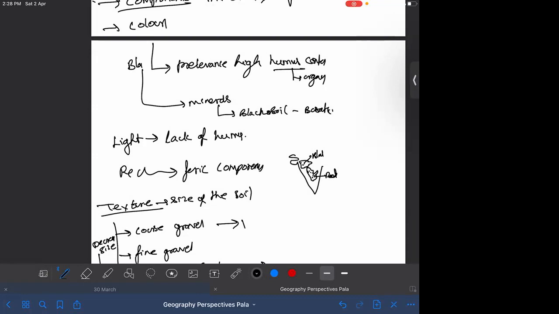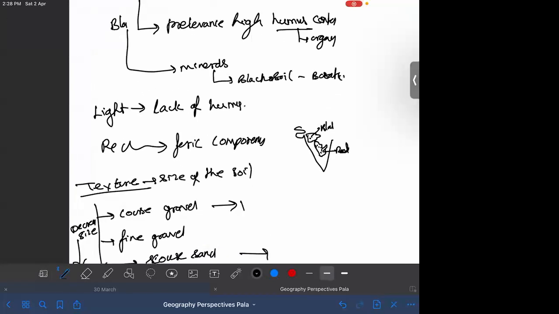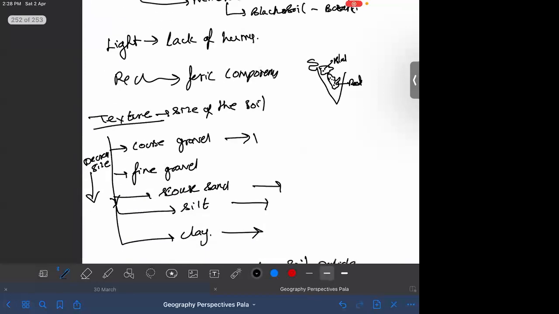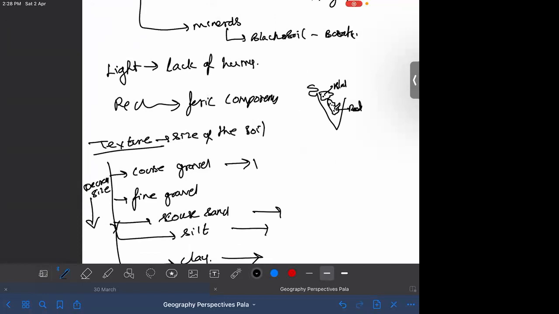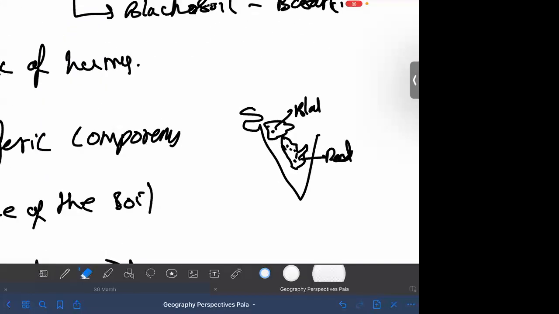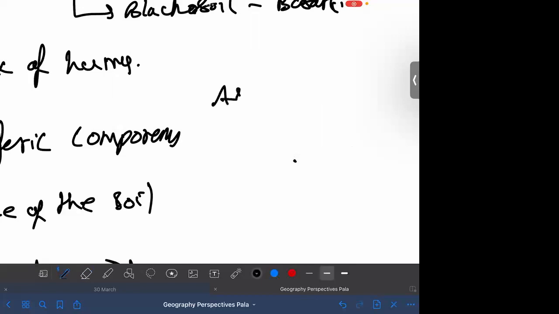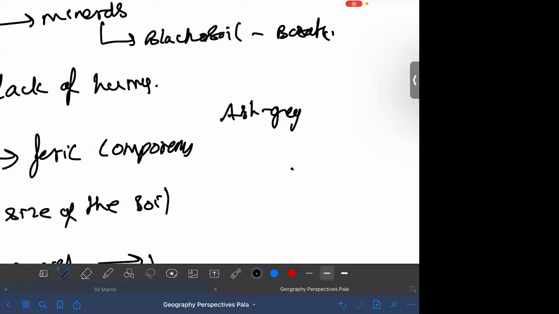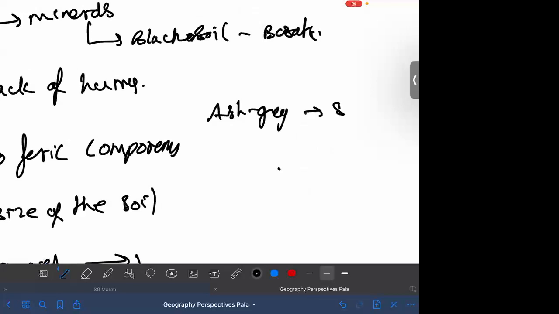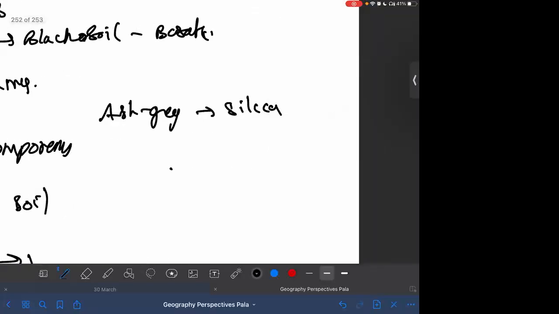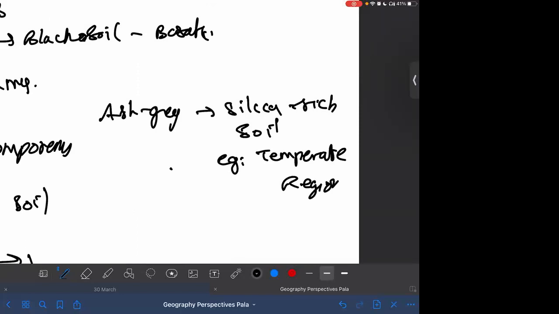Okay, light color. Red color is found in association with the presence of ferric compounds. Ash gray color is found in silica-rich soil, especially in temperate regions.